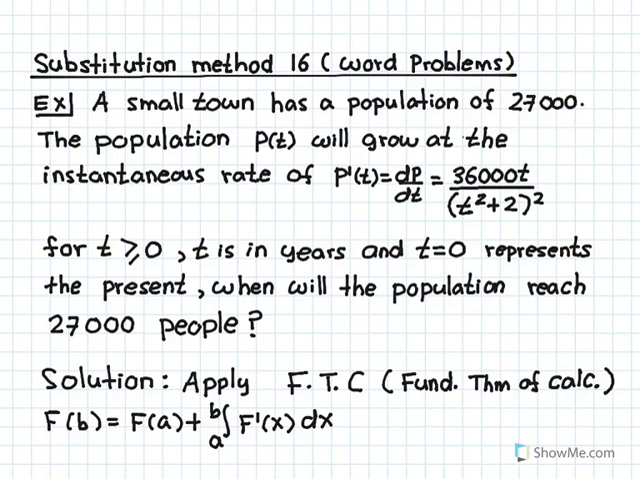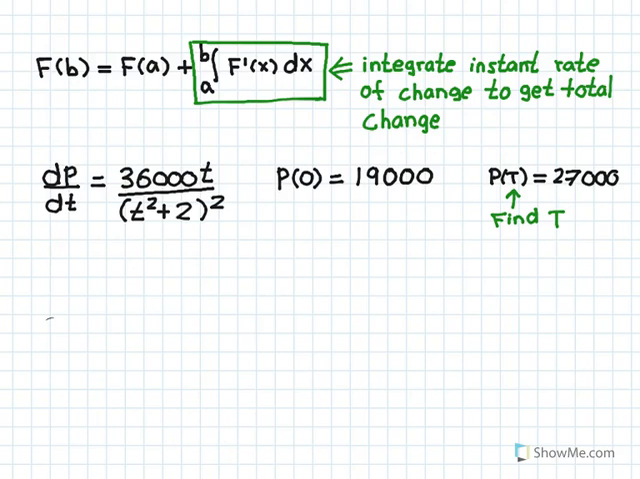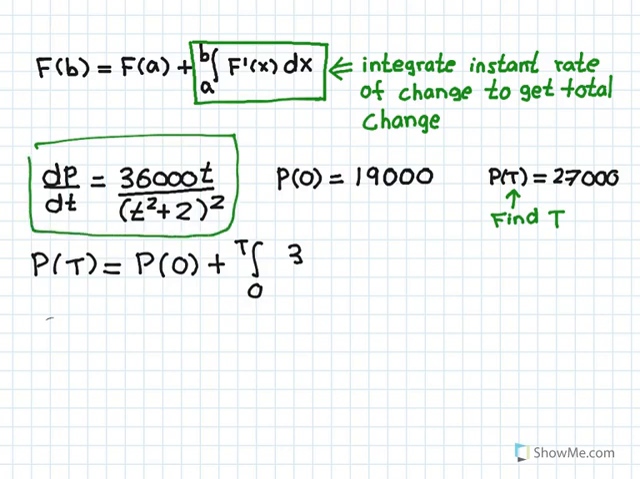We're going to apply the fundamental theorem of calculus to solve this question. So capital F of b is equal to F of a plus the integral from a to b of F prime of x dx, where we integrate the rate of change. All right, so let's write that down. Population at time t is equal to population at time 0 plus the integral from 0 to t, and we integrate the rate of change of population. That's dP dt, that's this quantity here. We're going to integrate that to get a total change in population.